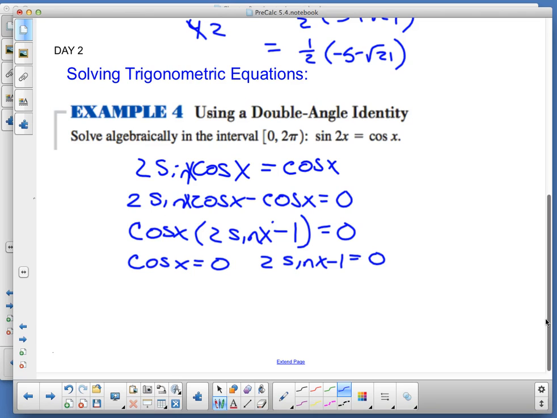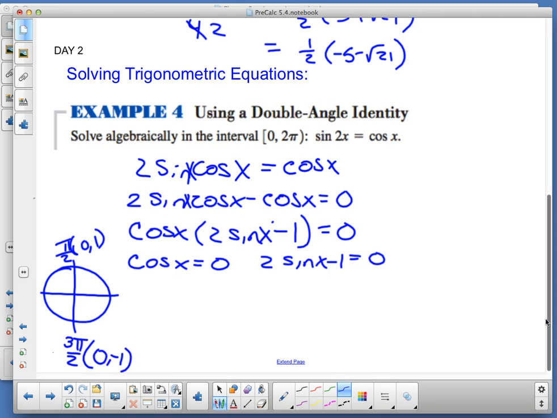Okay? And now cosine x, well, is 0. Cosine is 0 in 2 different spots here. Cosine is 0 up here at pi over 2, because that's 0, 1. And 3 pi over 2, that's 0, -1. Okay, so those are the 2 places cosine is 0.